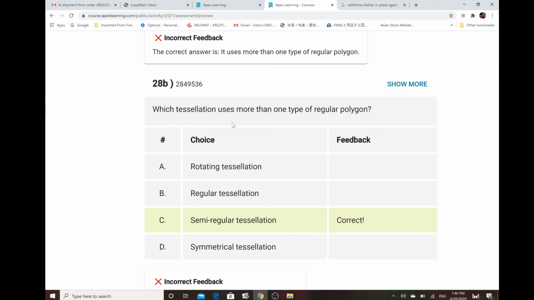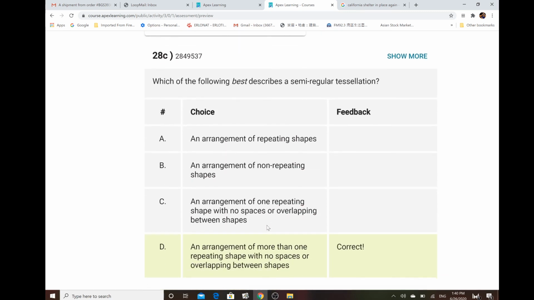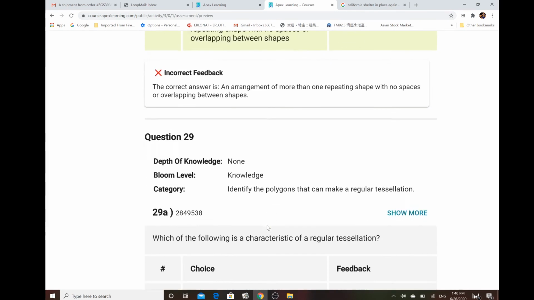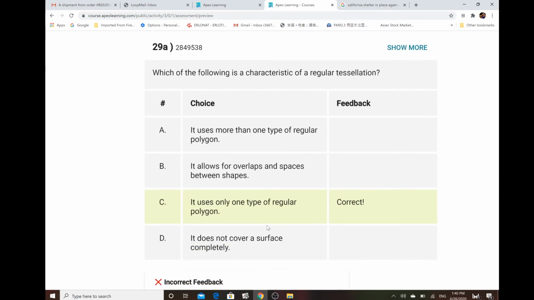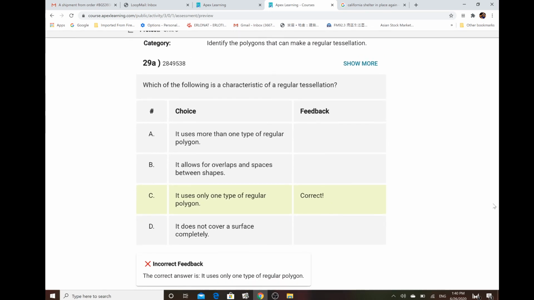And then which tessellation uses more than one type of regular polygon? That one would be the semi-regular tessellation. And 28C is quite similar. So now 29. Which of the following is the characteristic of a regular tessellation? It uses only one type of regular polygon.